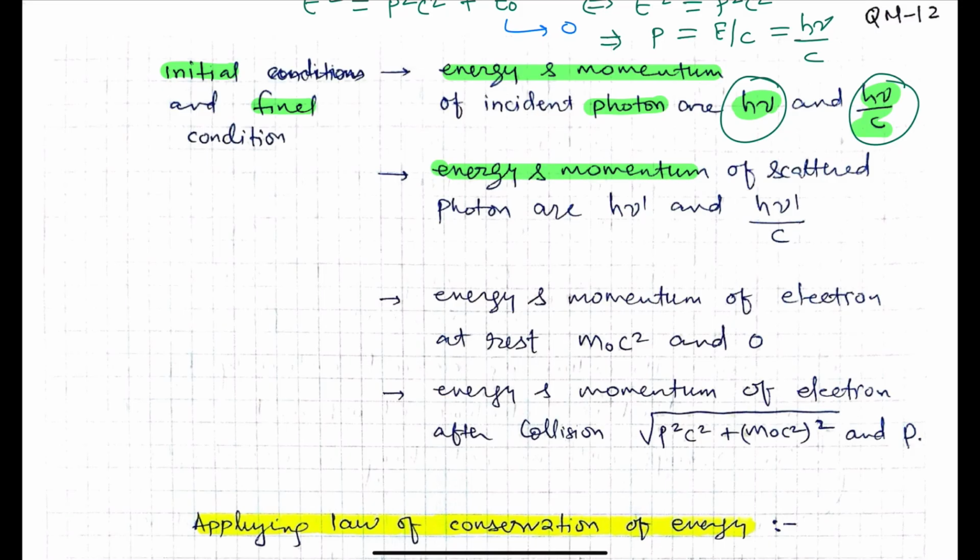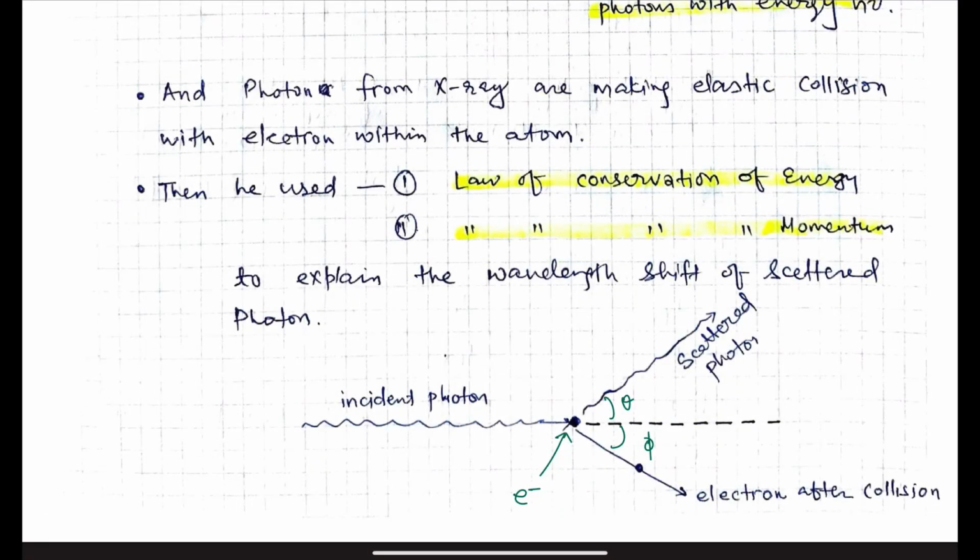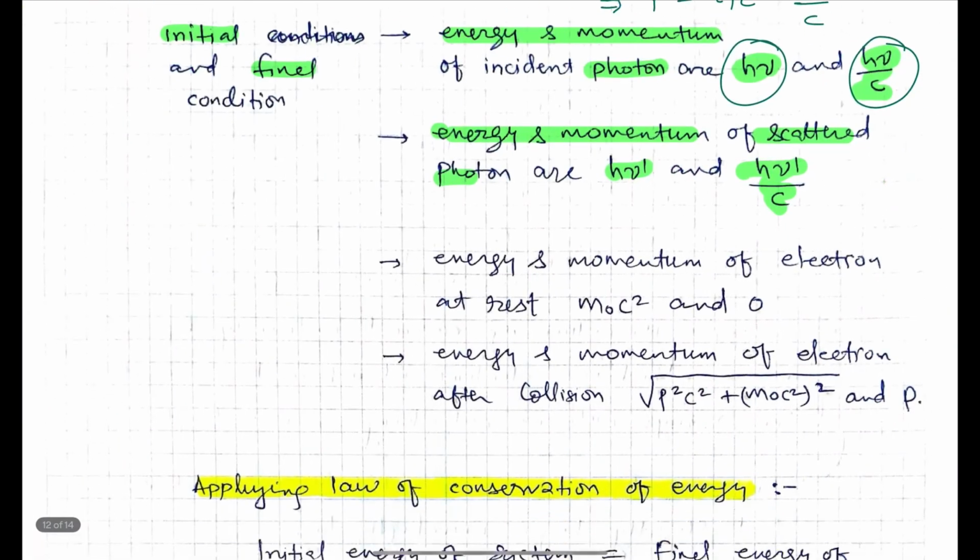Now, the energy and momentum of a scattered photon are h nu prime and h nu prime upon c. So what will happen is that initially the frequency of this photon is going to be nu. Then some of the energy will be transferred to the electron and the frequency will change, so it will become nu prime. Okay, so this is the setup.